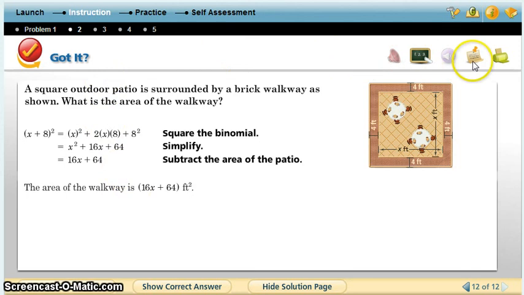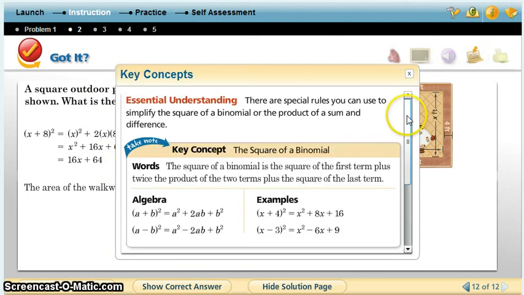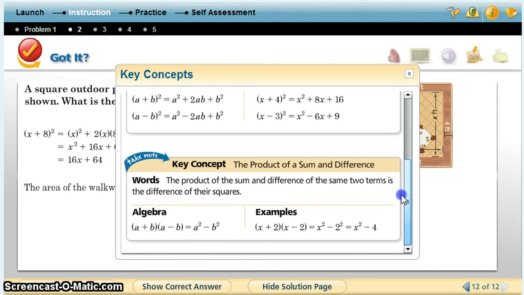Now, the last key concept we need to look at is the product of a sum and difference. So this pretty much is exactly what it says there. You're multiplying an addition problem and a subtraction problem, and that's what you have. These look identical. The A's are the same, the B's are the same, just one's addition and one's subtraction.